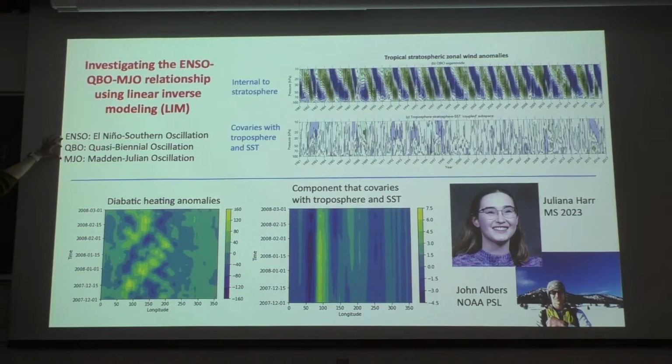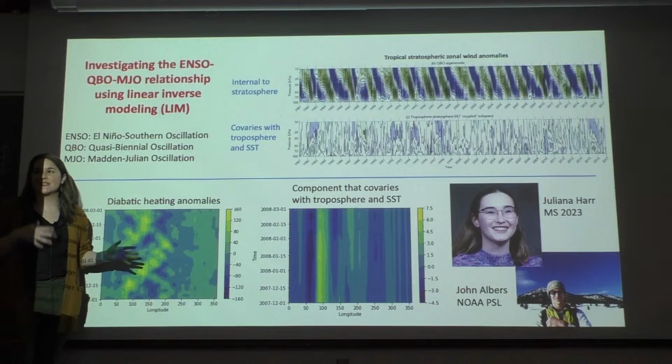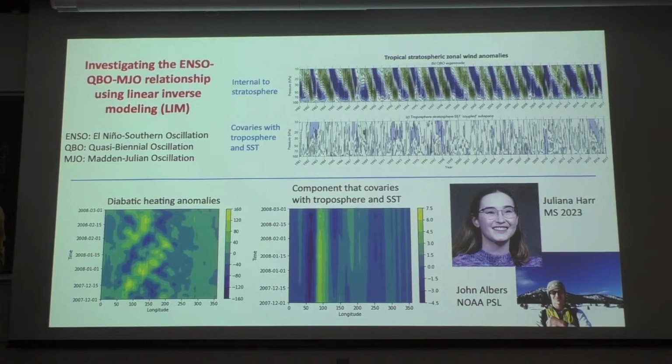The relationship between 3 phenomena that exist in the tropics. So now this is a project that's entirely in the tropics. We have QBO, ENSO, and MJO. And the idea is trying to separate and understand their relationship using a tool that I use known as linear inverse model, which is a statistical modeling technique.